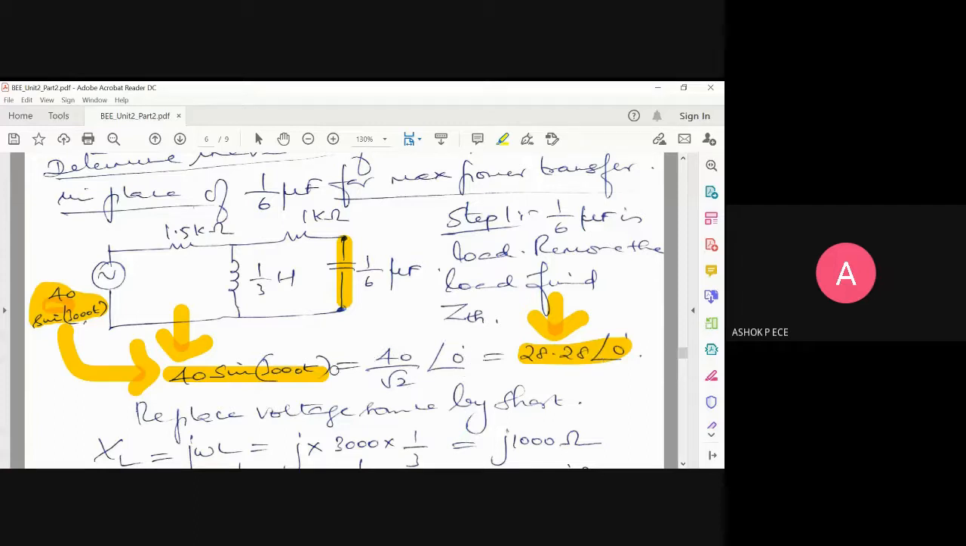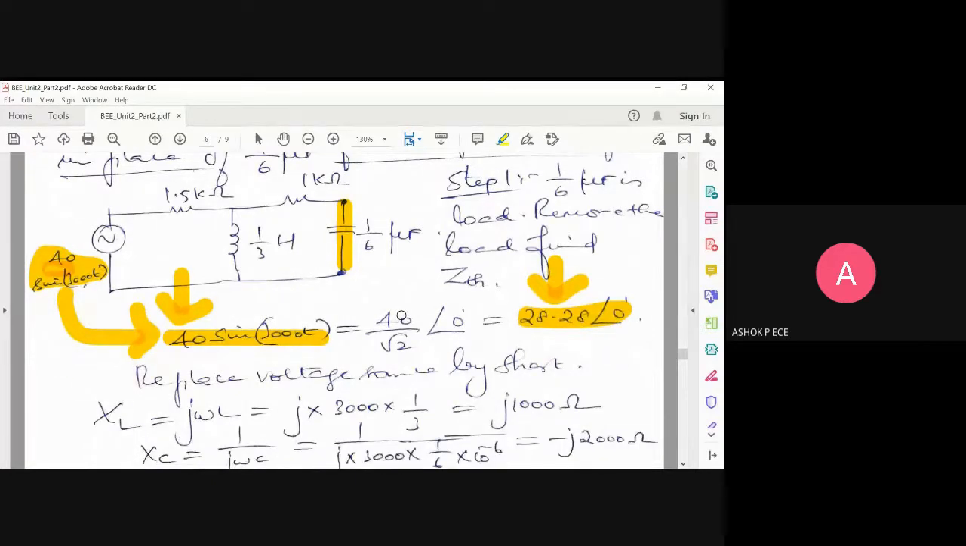Why do I get angle 0? You see, the general formula is A sin(omega t plus theta). Here the theta value is 0. So as the first step, you have to convert the voltage source into polar format before going for the actual Thevenin's theorem. Is that clear for everyone? Yes, sir.